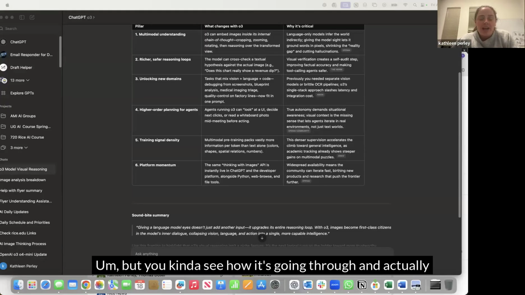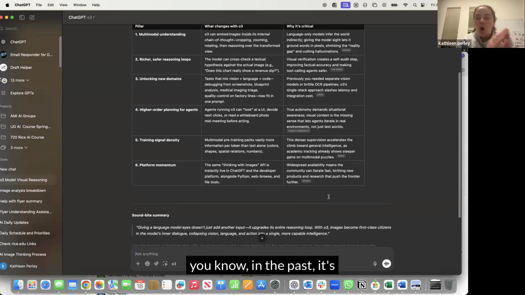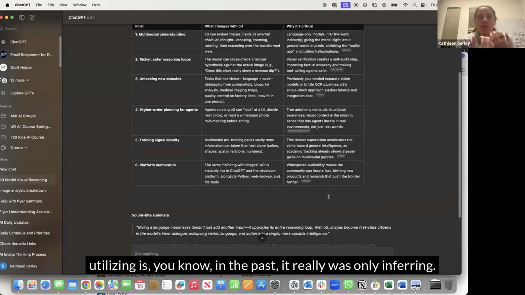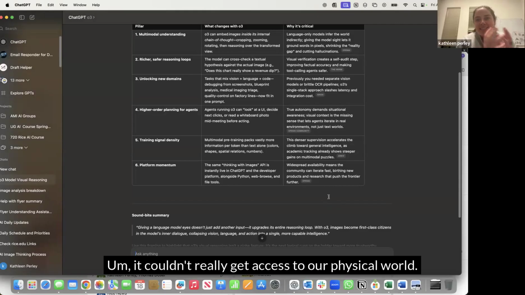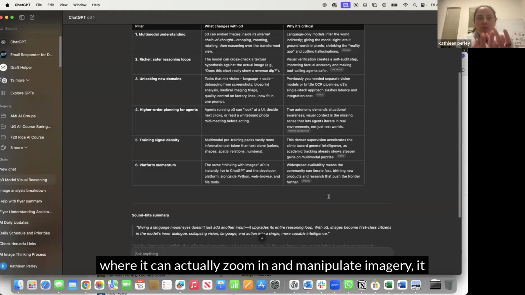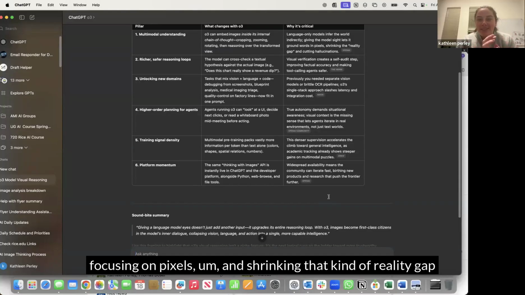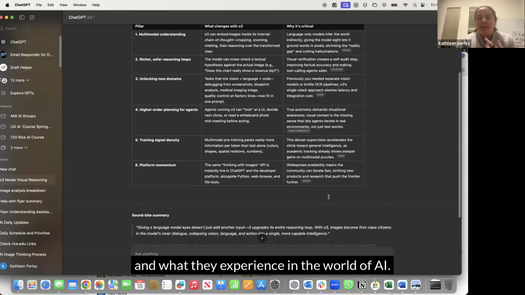But you can kind of see how it's going through and actually cropping the image itself. And what's so critical about this is just how much better the models can gain access to our actual physical world. So what it's utilizing is, in the past, it really was only inferring. It couldn't really get access to our physical world, but giving these models sight and like true sight, right, where it can actually zoom in and manipulate imagery, it allows it to ground the model itself in the world by really focusing on pixels and shrinking that kind of reality gap between what we experience in the human world and what they experience in the world of AI.